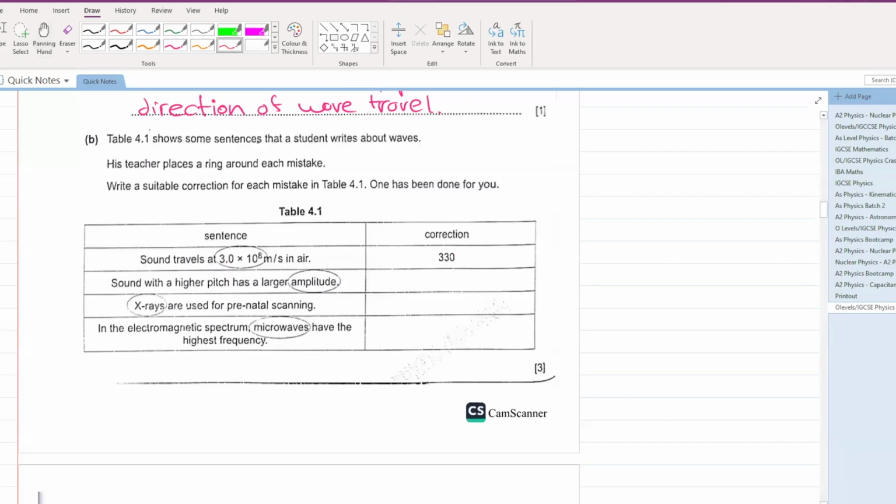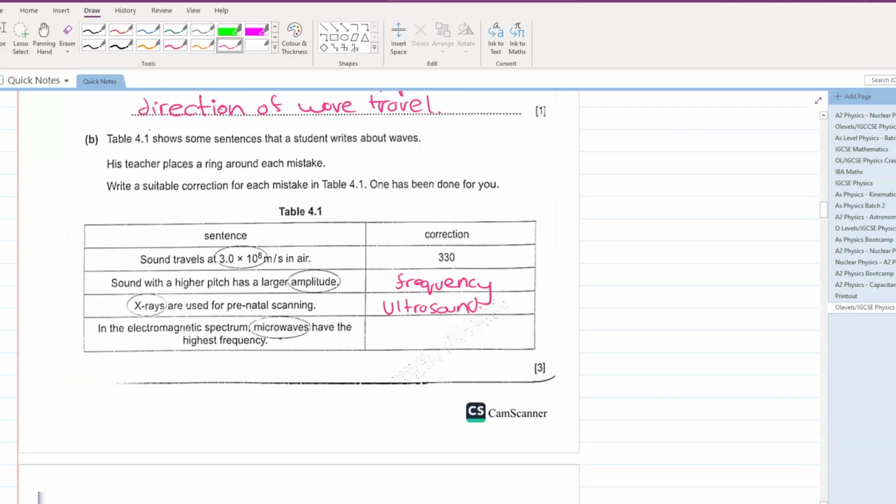Table 4.1 shows some sentences that a student writes about waves. His teacher places a ring around each mistake. Write a suitable correction for each mistake in table 4.1. One has been done for you. Thank you, examiner. Sound with a higher pitch has a higher frequency. X rays are used for prenatal scanning. No, ultrasounds are used.